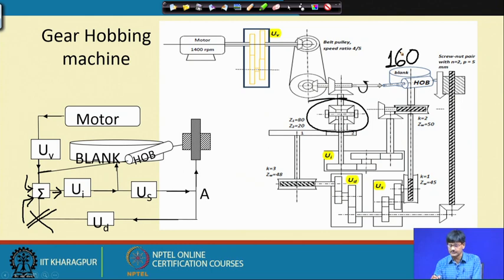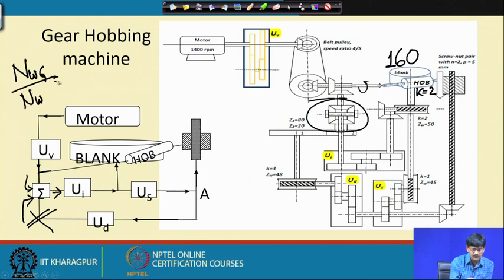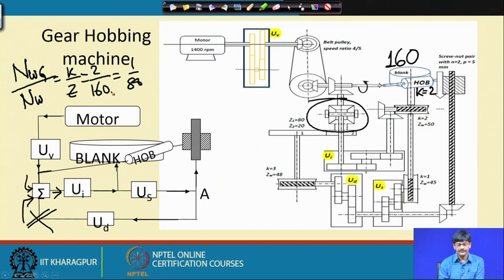What is the characteristic of the hob? Say k is equal to 2, that is, it is 2 start. Then what should be the speed ratio of the hob and blank if they are treated as worm and worm gear? Generally, if you remember, we have already derived that worm gear speed by worm speed is equal to k by z, and that means this is 2 by 160, which is equal to 1 by 80. Therefore, this speed ratio should be maintained.